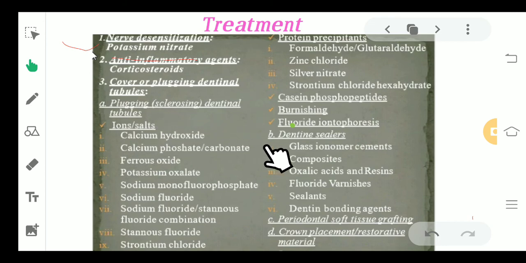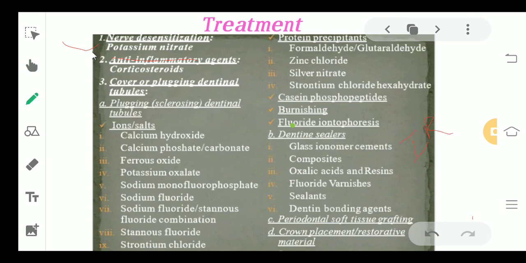Other than that, we can use certain dentine sealers like GIC, composites, oxalic acids, and fluoride varnishes. In rare cases, we go for periodontal soft tissue grafting, or crown placement can also be done. Now this crown placement will mainly provide a covering to the dentine or the exposed dentinal tubules, which will prevent further sensitivity. So these are different types of treatments which you can give to a person who is having irreversible type of sensitivity.